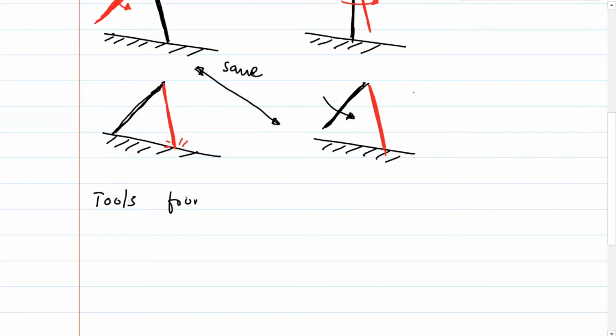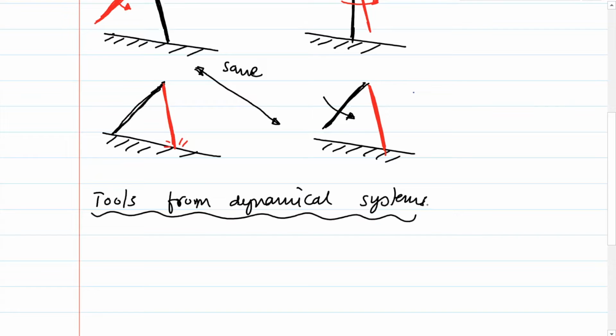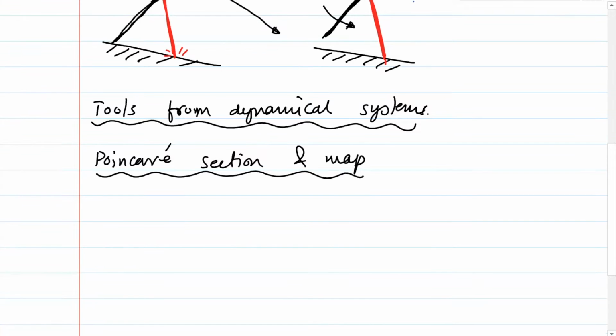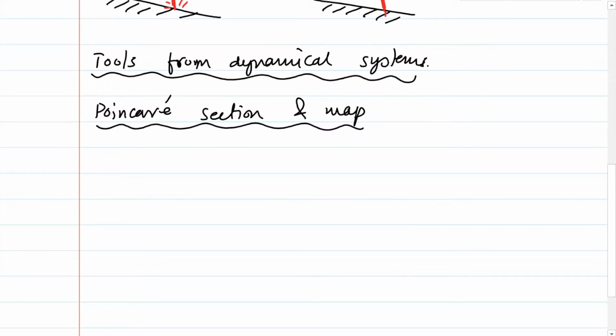So before we can actually go and analyze passive dynamic walkers, there are some tools from dynamical systems which we should know about. There are just 3 of them, and I'll talk about them and then we'll stop. Okay. So one thing is what is known as a Poincare section and map.